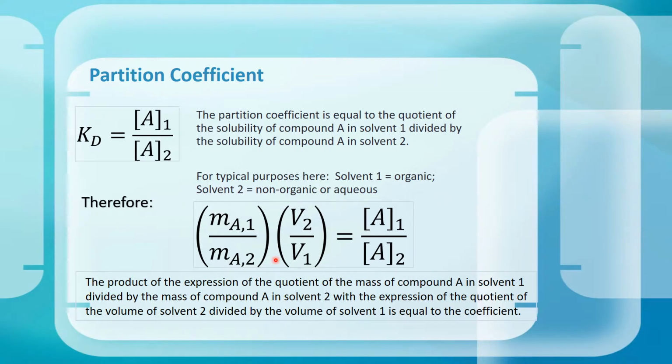But this is all you really have to understand here: the product of the quotient of the mass of compound A that's present in solvent 1 divided by the mass of compound A in solvent 2, multiplied by the quotient of the volume of solvent 2 divided by the volume of solvent 1, becomes equal to the KD. So you can work all the problems by basically saying that the KD is this little expression right here. And that's pretty much how you work all these problems.